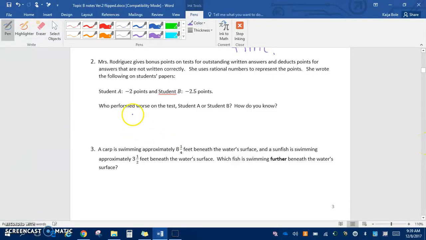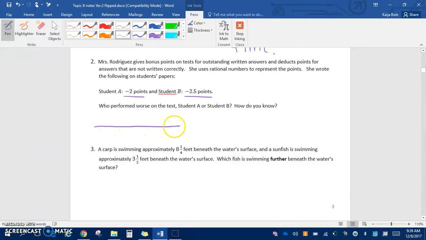So number 2 says, Mrs. Rodriguez gave bonus points on tests for outstanding written answers and deducts points for answers that are not written correctly. She uses rational numbers to represent the points. She wrote the following on student's paper. So student A got -2 points, and student B got -2.5 points. So who performed worse on the test?